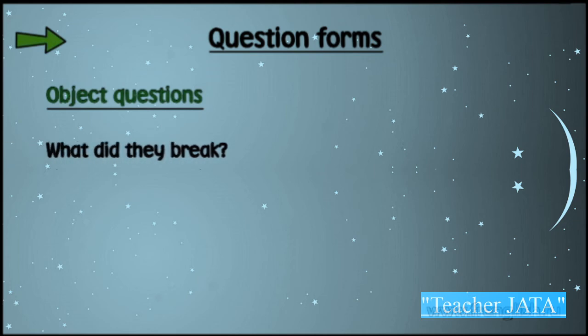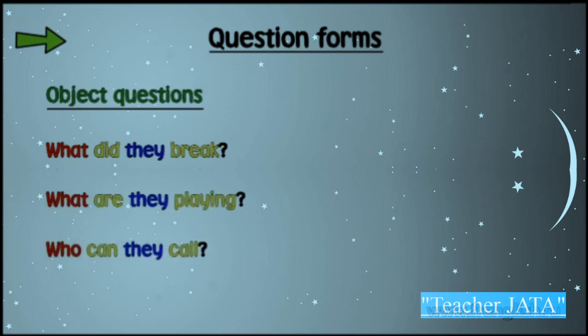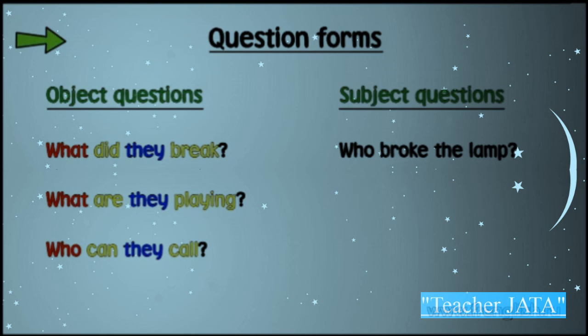In object questions, the question word is the object of the question. We put the auxiliary verb before the subject. In subject questions, the question word is the subject of the question. We put the verb or verb phrase immediately after the question word.